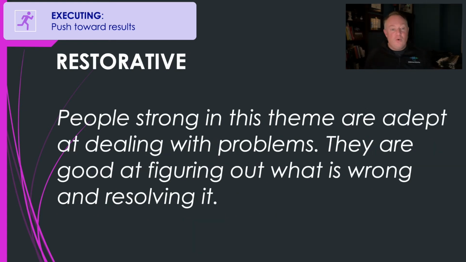Next up is restorative. People strong in restorative are adept at dealing with problems. They are good at figuring out what is wrong and resolving it. So this is almost like the opposite or a cousin of the maximizer, because maximizers are going from good to great, and restorative is going from bad to good.